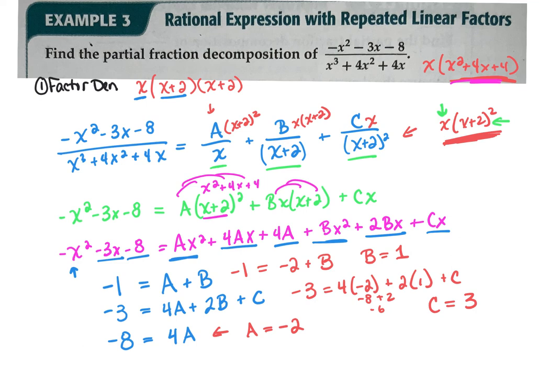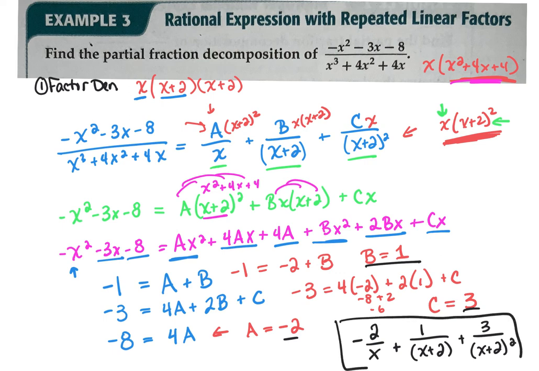So my final step is just to go back and plug these guys in up here, okay? So I need to say, well, A is -2, so that's -2 over x, plus B, well, B was 1, that's 1 over x plus 2, plus C, well, C was 3, that's 3 over x plus 2 squared. And that is my decomposition of that one.